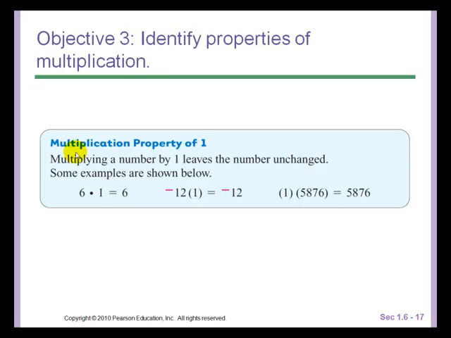The next is the multiplication property of 1. Multiplying a number by 1 does not change it. So 6 times 1 is still 6, negative 12 times 1 is still negative 12, and 1 times 5,876 is still 5,876. This becomes very important when we get to fractions.